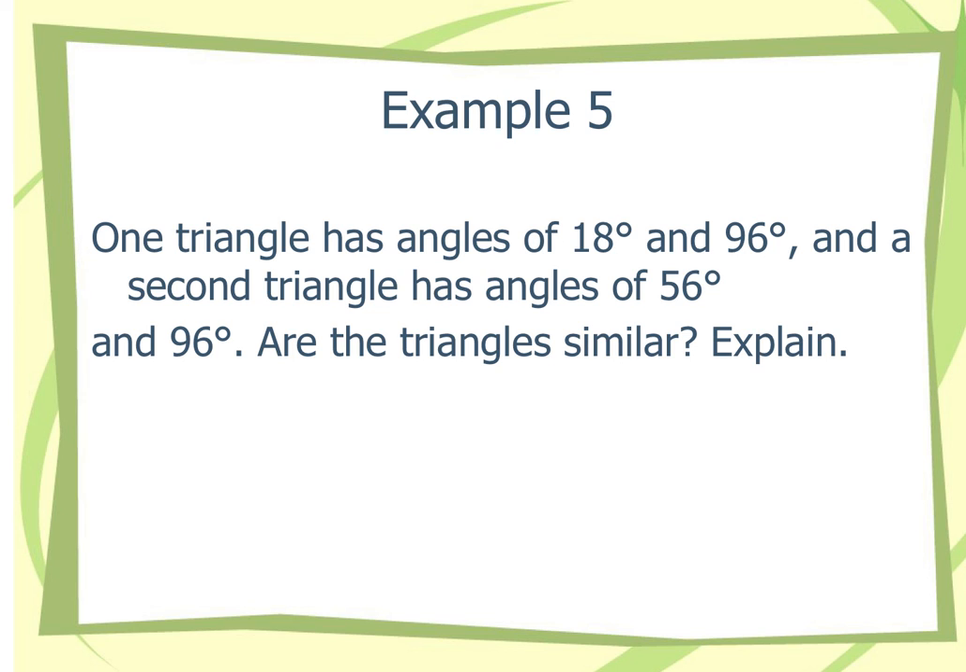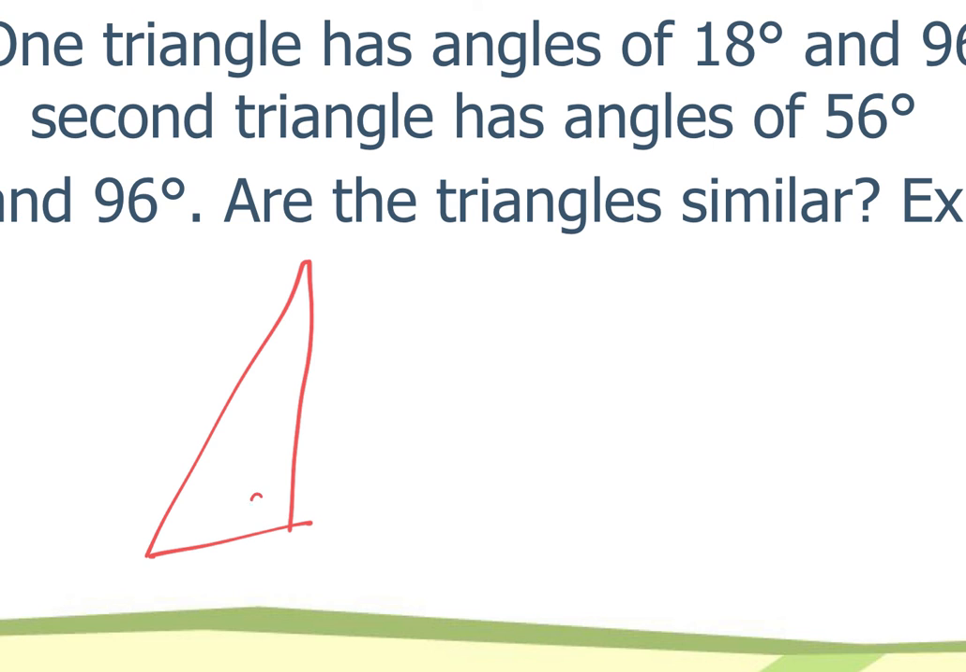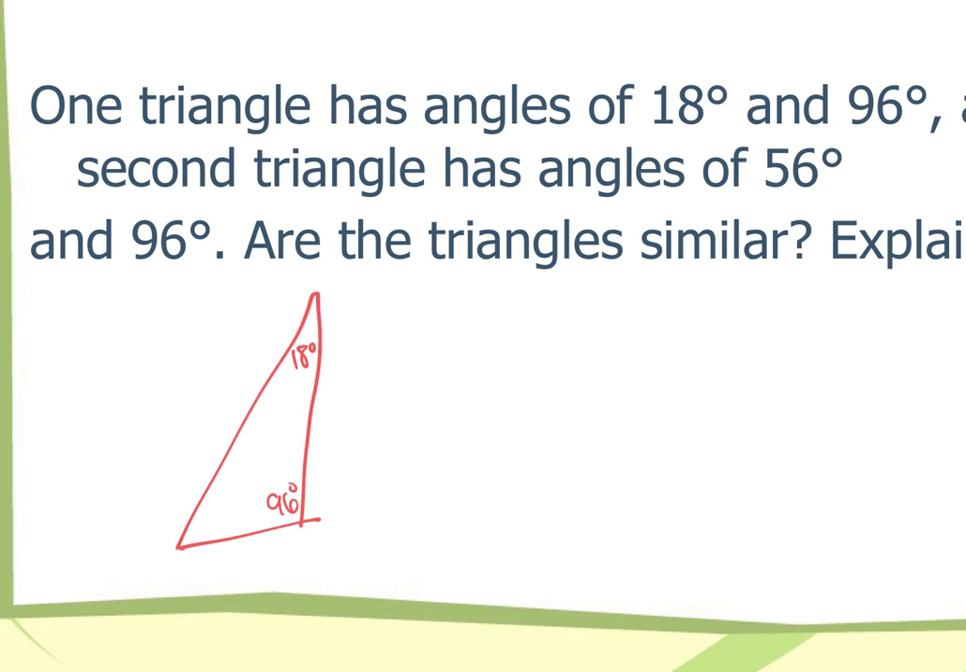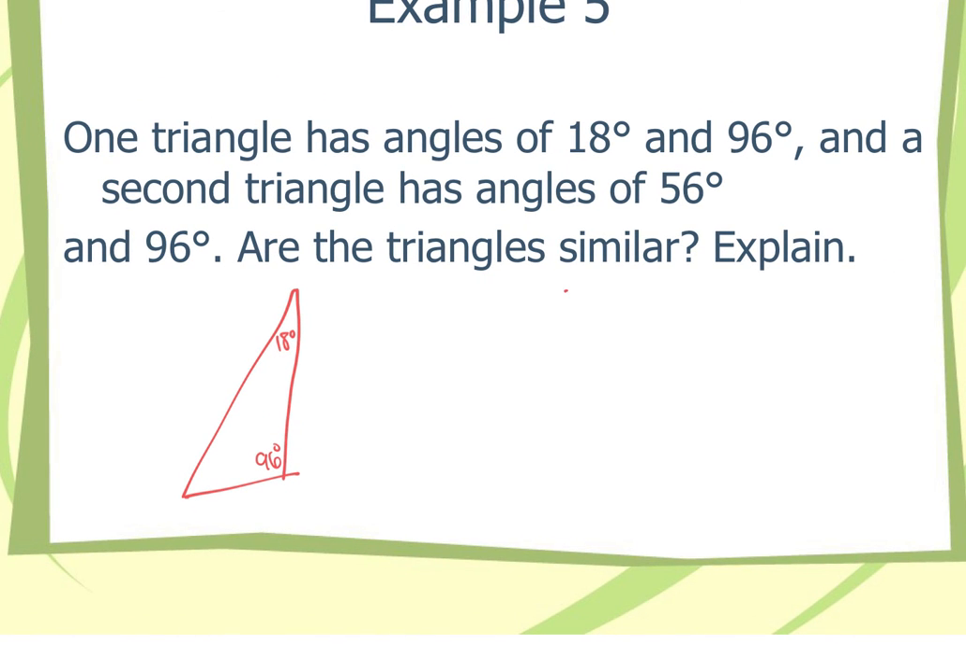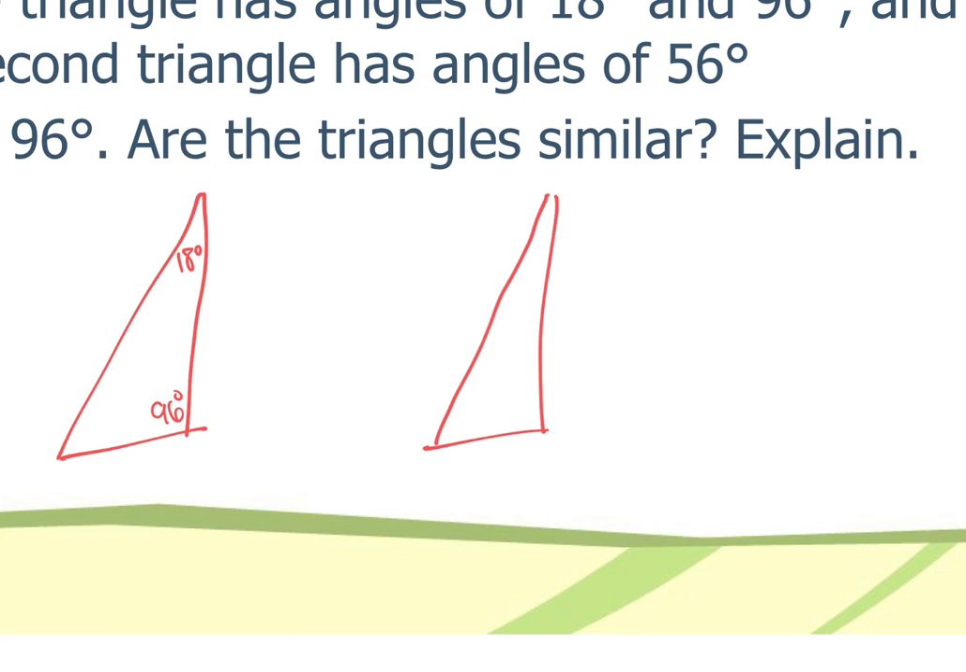Ah, someone said they're drawing a triangle. I love it. Draw a triangle. Make one of your angles, that's a bad triangle. That's really tiny. One of the angles is 96. One of the angles is 18. Draw another triangle. One of the angles is 96. The other one is 56. How do we figure out the third one?